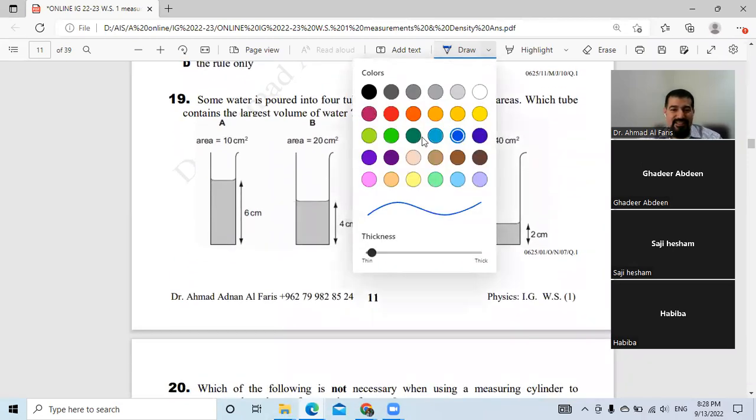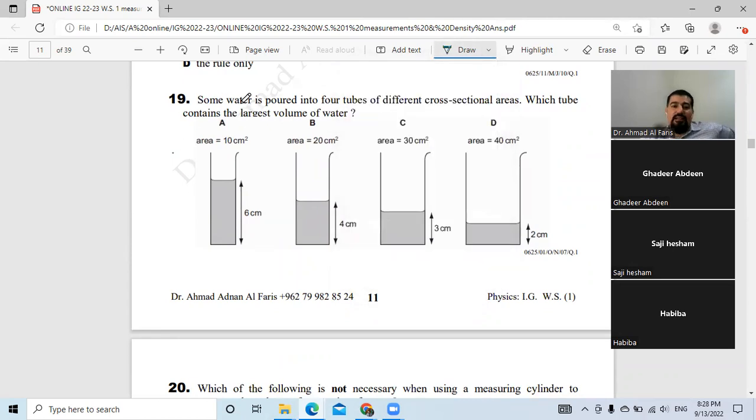Number 19. Some water is poured into 4 tubes of different cross-section areas. Which tube contains the largest volume of water? Now, to know the volume, I have to multiply the base area by the height. So 6 times 10, which is 60. And here, 2 times 20 times 4, which is 80. And here, 3 times 30, which is 90. And 2 times 40, which is 80. So which one of these is the greatest volume? Bravo. The greatest volume is C.